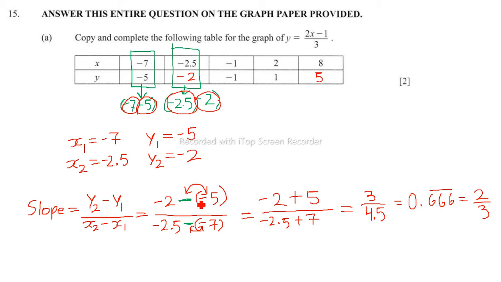Yeah, so make sure you simplify it first. Negative and negative becomes positive. Make sure I do that. Negative and negative is positive. Now someone may be asking, why is 3 divided by 4.5 equal to 0.66? Why is it 2/3? There's a way to answer that, and let me show you.